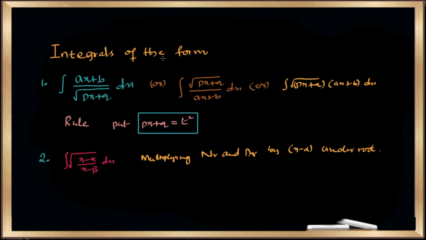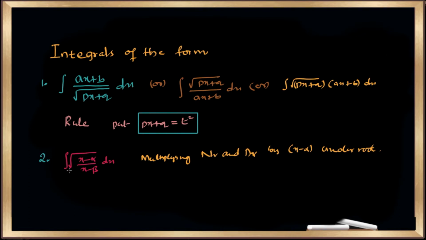Welcome to AIMS tutorial. In today's session, we are going to discuss special types of integrals. Integrals of the form integral (ax+b)/√(px+q) dx, or integral √(px+q)/(ax+b) dx, or integral √(px+q)·(ax+b). Here the rule is: put px+q, whatever is under the root, equal to t².